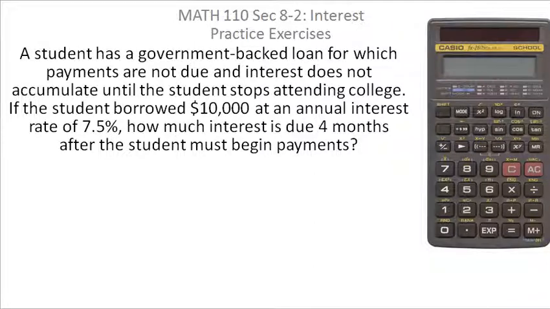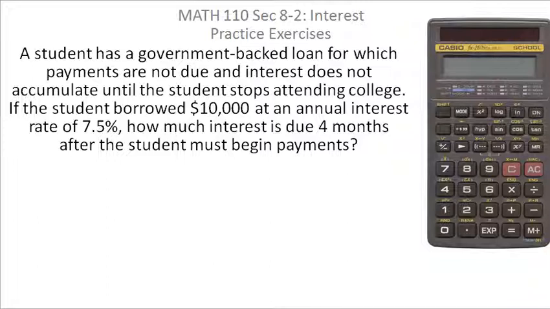A student has a government-backed loan for which payments are not due and interest does not accumulate until the student stops attending college. If the student borrowed $10,000 at an annual interest rate of 7.5%, how much interest is due 4 months after the student must begin payments?